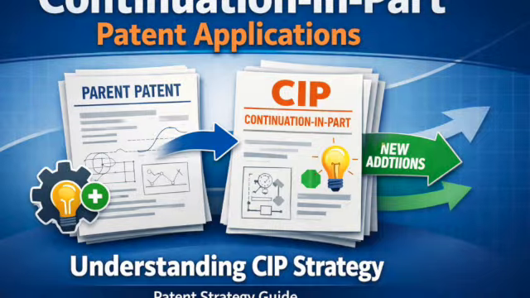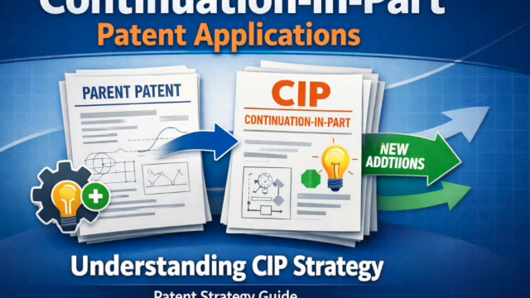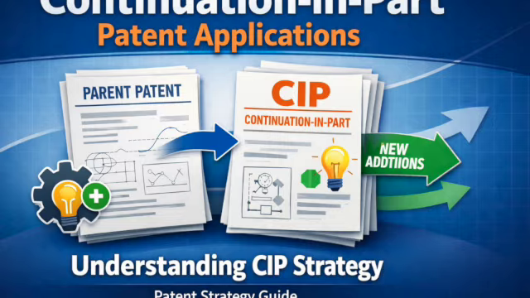I think what's so fascinating about CIPs is they really highlight the dynamic nature of invention itself. It's not just about having that one aha moment and then patenting it. Right. It's about continuous improvement. Exactly. CIPs give inventors that flexibility to adapt and refine their inventions over time, which is so crucial in today's fast-paced world. Instead of a static patent, it becomes more like a living document constantly evolving along with the technology and the market.